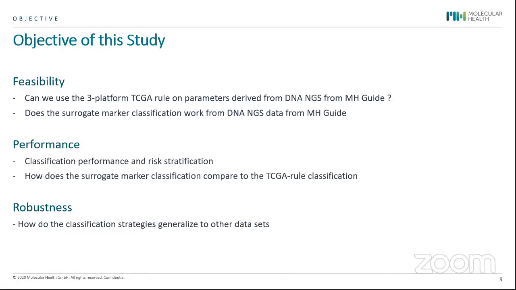So the objective of this study was: can we reproduce this three-platform TCGA rule, this original rule which uses the SNP counts, the MSI status, and the copy number cluster to classify the patients? Can we use this rule on parameters derived from DNA sequencing only using MHGuide? And does the surrogate marker classification work also from DNA data from MHGuide? How do they perform with respect to classification performance and risk stratification? How do they compare? And how robust are these two classification methods with respect to generalization to other data sets? So we evaluate this on TCGA data, but also on an independent data set.